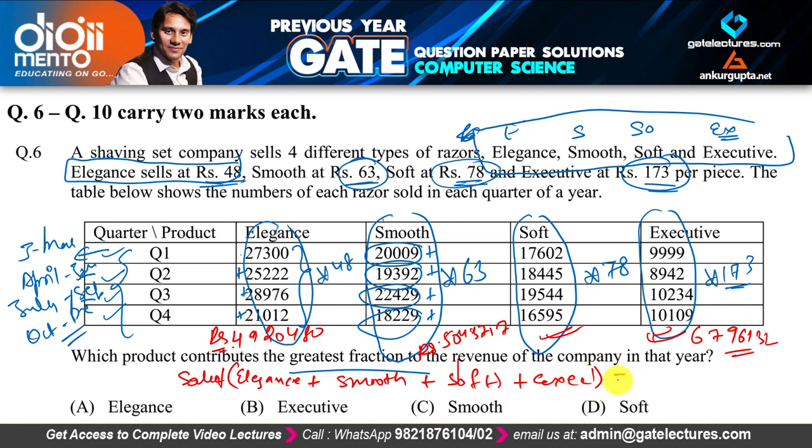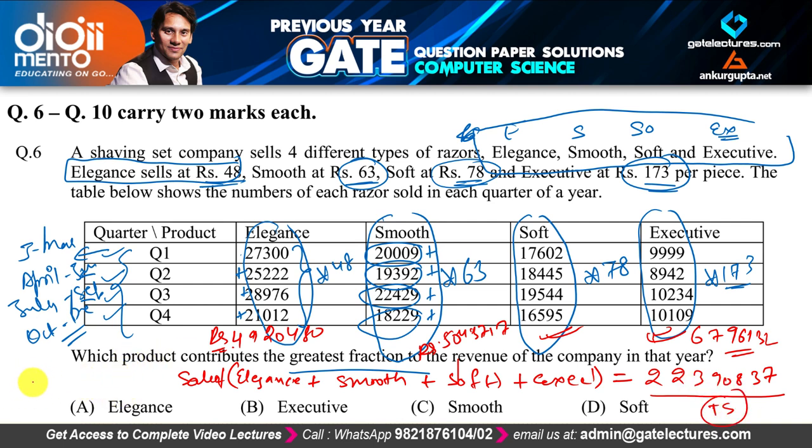So that will be coming out to be 2239087. I've already calculated this value so that we can save time in calculations. So this is the total sales, let us say it is TS. Then we have to find out their fraction.